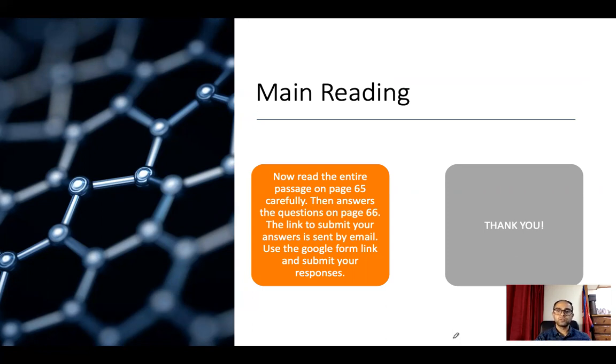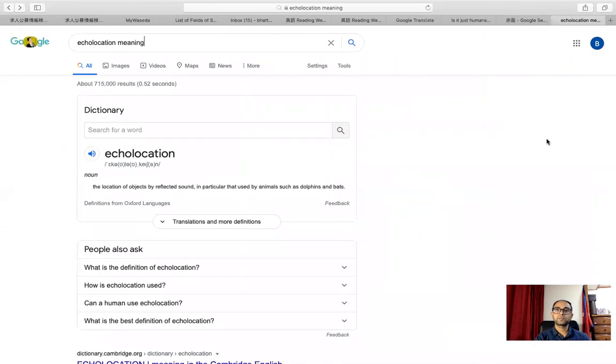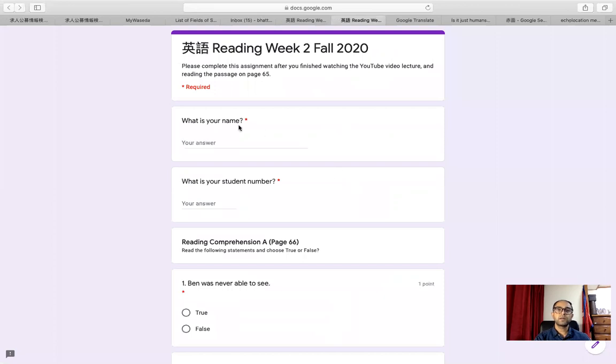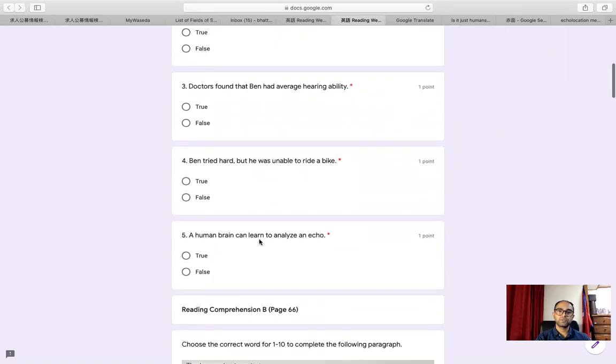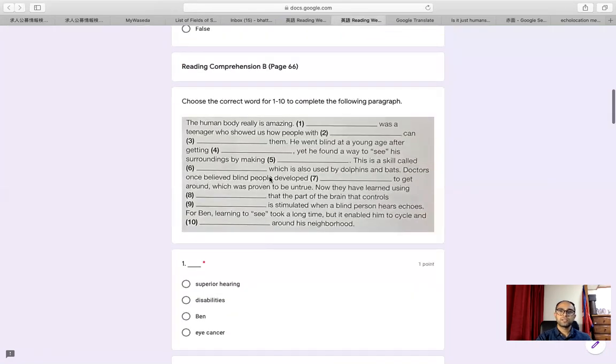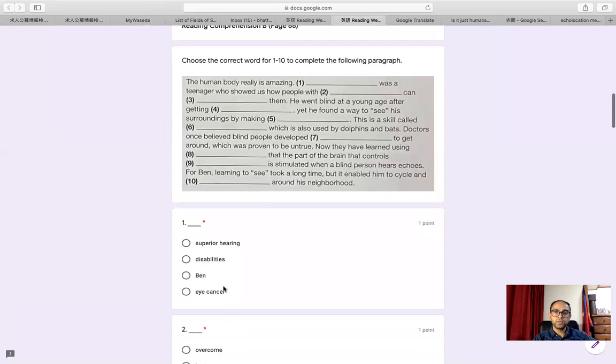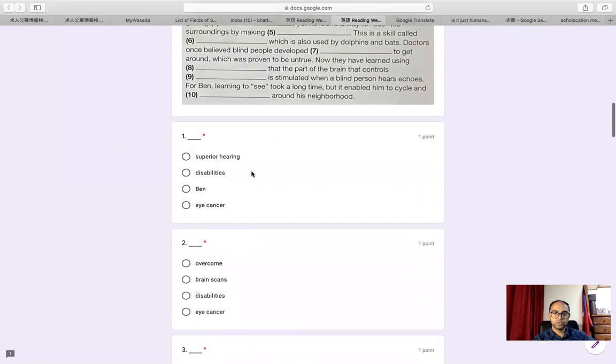Let me quickly show you how your assignment will look. Okay, your assignment looks like this. In the first part, you will have to type in your name and your student number, and reading comprehension for true or false in the first section. Then in the second section, you have this incomplete passage paragraph from page 66. So you have numbers from 1 to 10, and from below there, choose which one goes in number 1, which one goes in number 2.